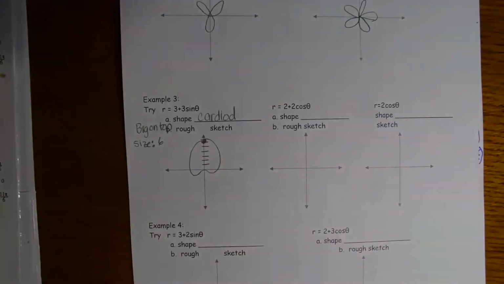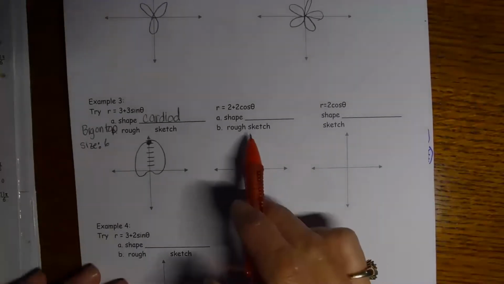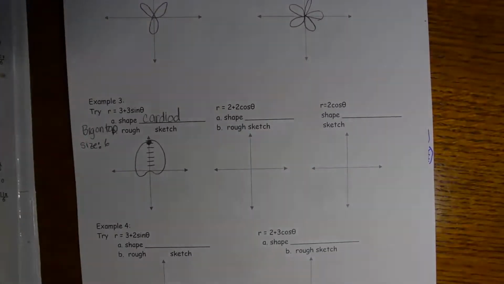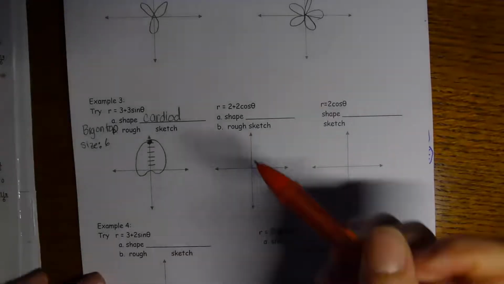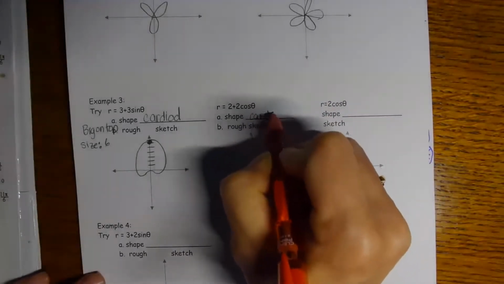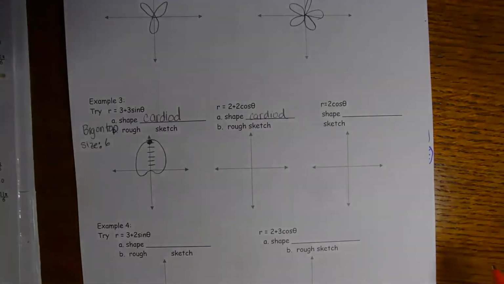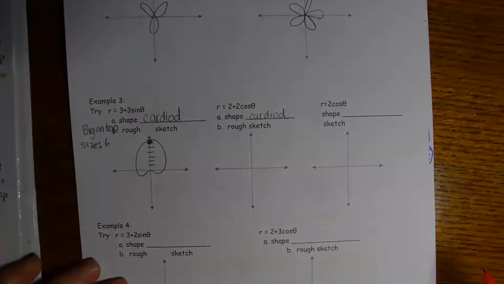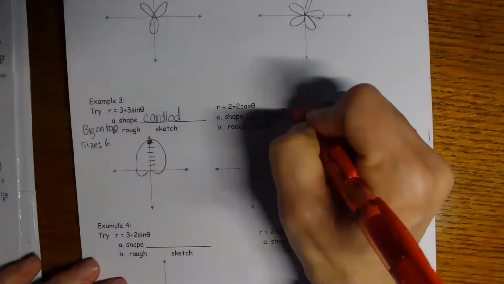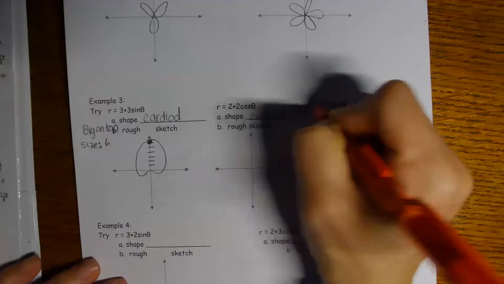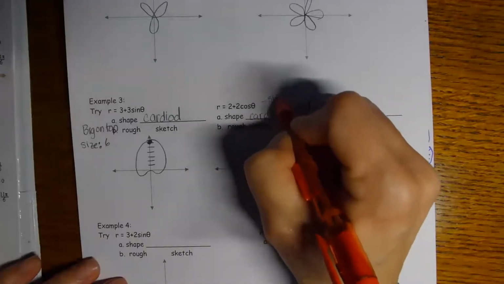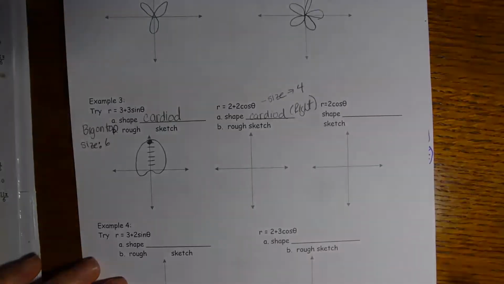Now I may put a few numbers in here with you later, but today I just want you to do a rough sketch. Okay. What shape is this thing? Remember, if the numbers are the same, it's a what? Cardioid. This is cosine, so which way will it go? Which way is the big part? Right or left? Right. And how big is it? It's 4 to the right.